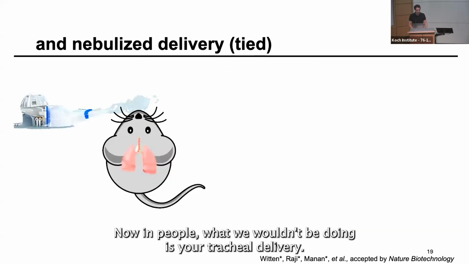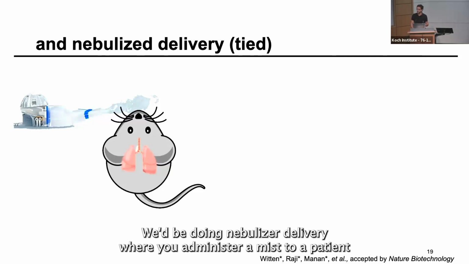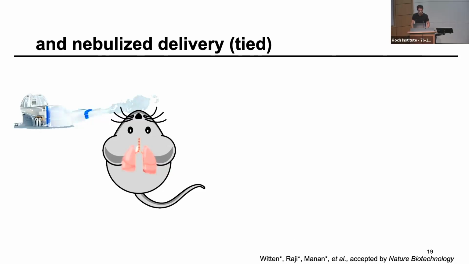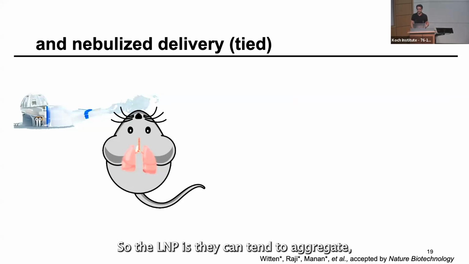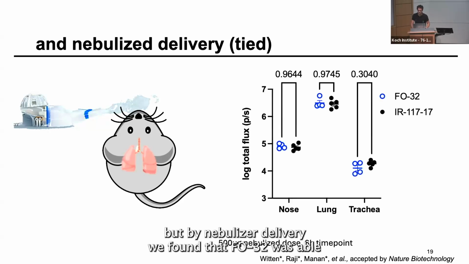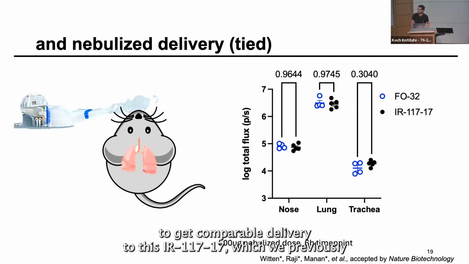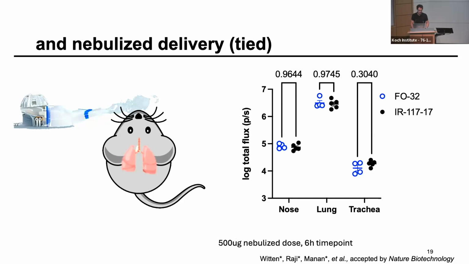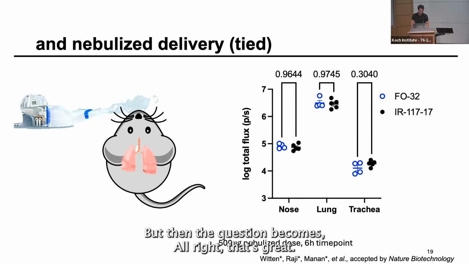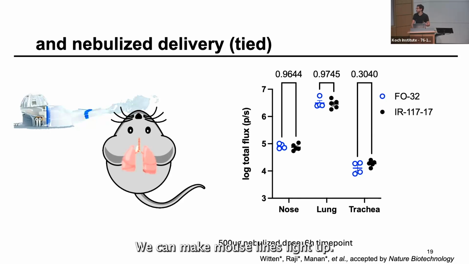Now, in people, we wouldn't be doing intratracheal delivery. We'd be doing nebulized delivery, where you administer a mist to a patient using a nebulizer. It's a very gentle process, except it's not super gentle for the LNPs. They can tend to aggregate. But by nebulized delivery, we found that FO32 was able to get comparable delivery to this IR11717, which we'd previously published as being specifically optimized for nebulized mRNA delivery. So that's very exciting. But then the question becomes, all right, that's great. We can make mouse lungs light up. What does this actually mean? Mice are not people.